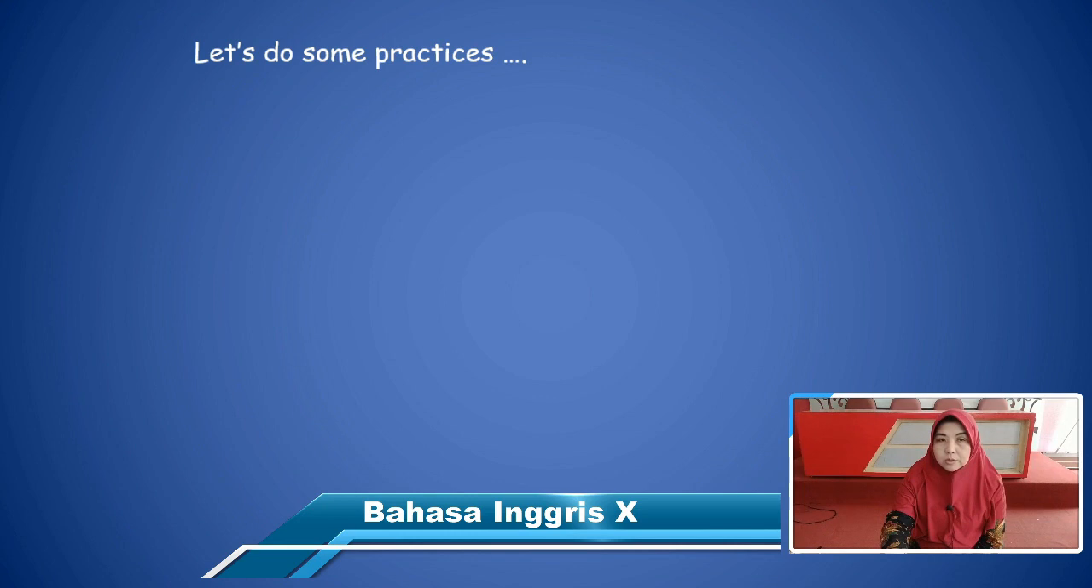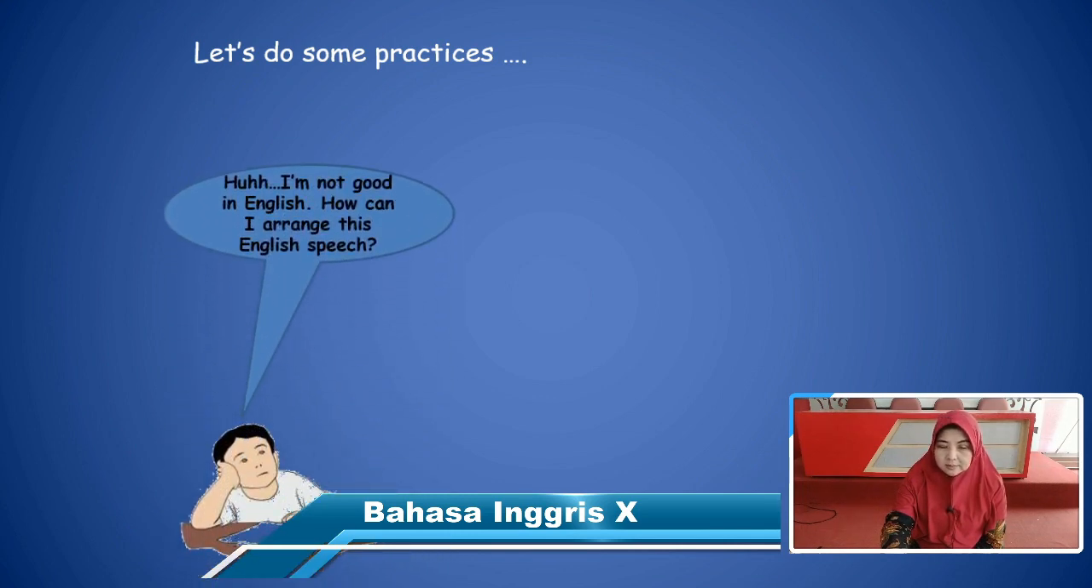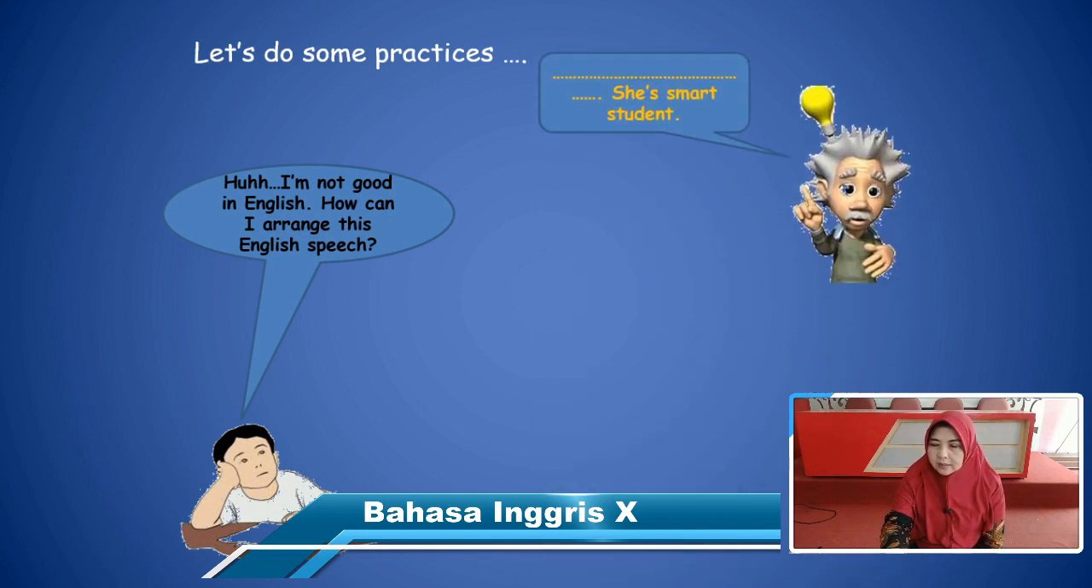Okay, go to the other practices. It seems he is in a bad mood, and he says, "Oh, I'm not good at English. How can I arrange this English speech?" And then someone will give a suggestion, blah blah blah. She is a smart student, and he said again that, "I'll do it."